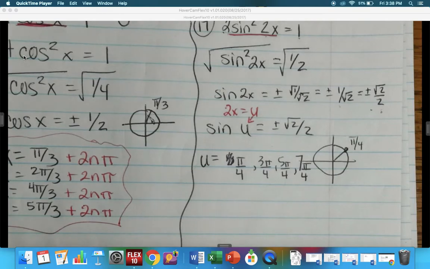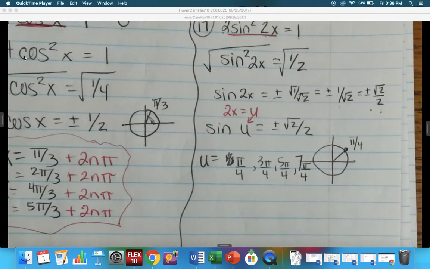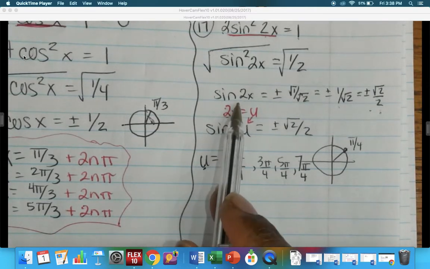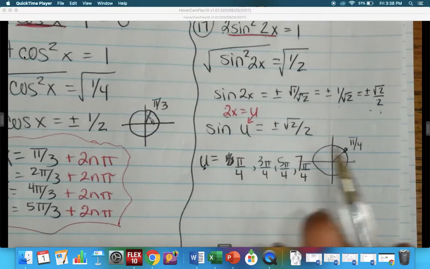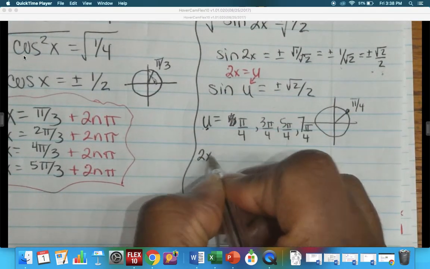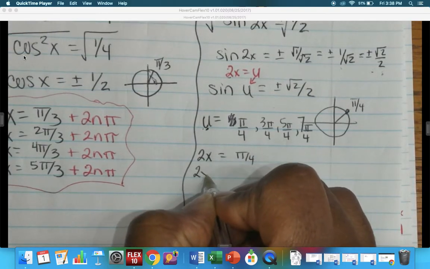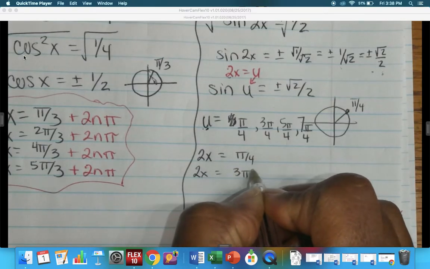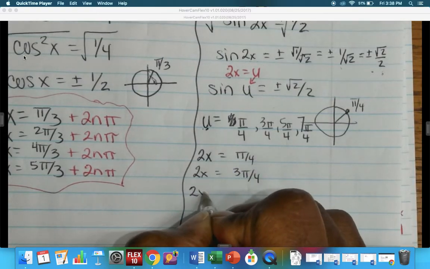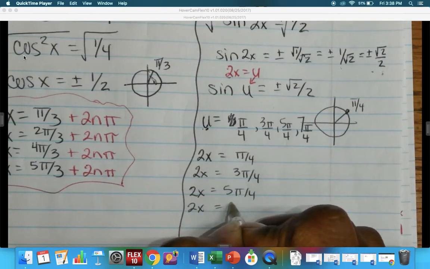All right, so then I have my solutions. I haven't put the plus 2 n pi, but I'll do that. And I also need to make sure I replace u with what it actually was. I was asked to solve for x, and I just used u substitution to make it a little easier. So let's replace u with 2x, and I have that 2x equals pi over 4, 2x equals 3 pi over 4, 2x equals 5 pi over 4, and then 2x equals 7 pi over 4.